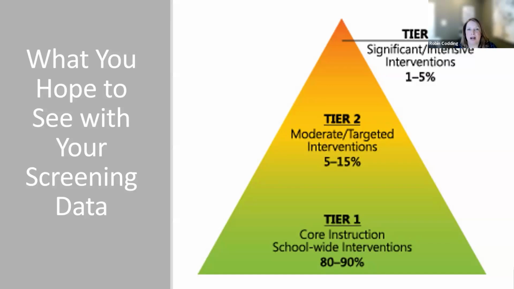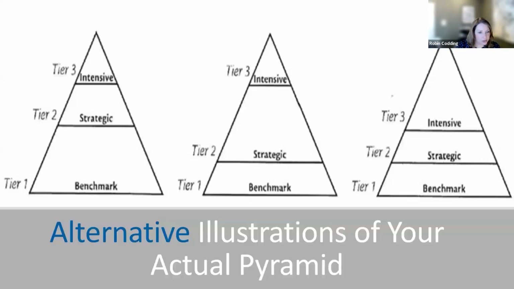So hopefully you now have a really solid background on what are the types of decisions we want to make with our tools and what are the types of tools that are available to make those decisions. When we have been looking at screening data, you've probably seen these pyramids before. We're obviously hoping that 80 to 90% of our students are meeting our expectations for grade level and are having successful levels of competency through tier 1 practices. Often, though, we see pyramids that maybe don't look quite like that nice model of that 80%.